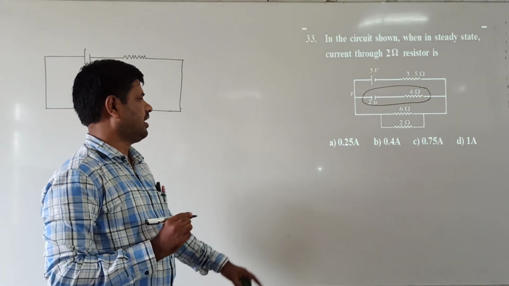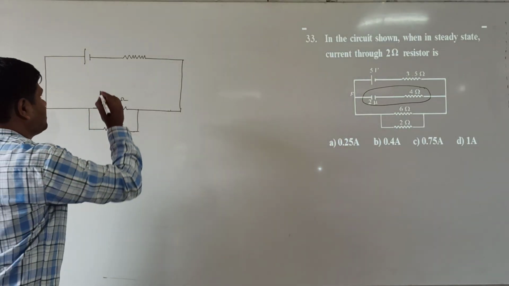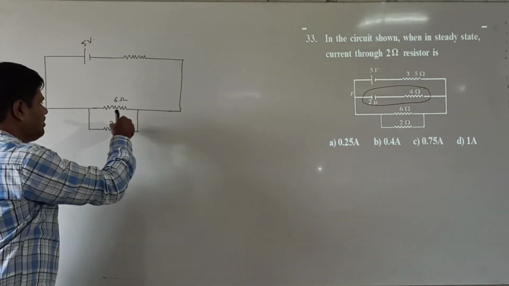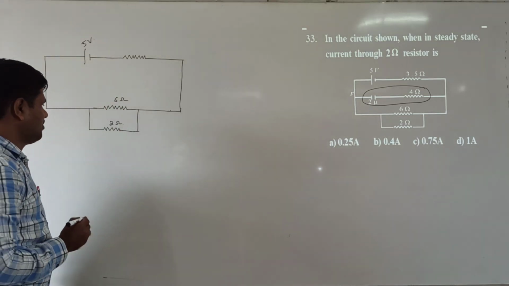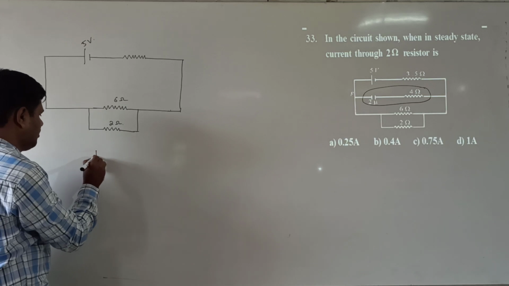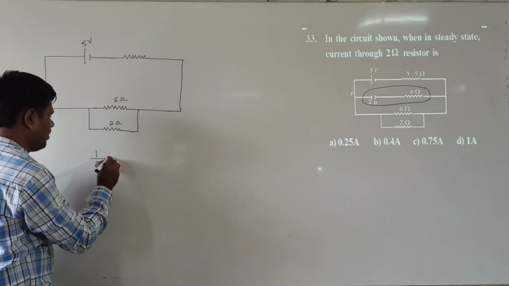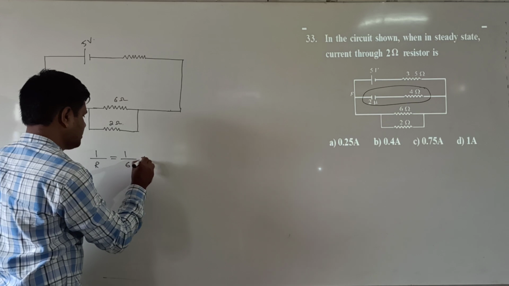Right. When rewriting the diagram, we are getting this diagram. Now this is a 5 volt battery. When combining these two in parallel combination, parallel combination means the effective resistance: 1 by R is equal to 1 by 6 plus 1 by 2.